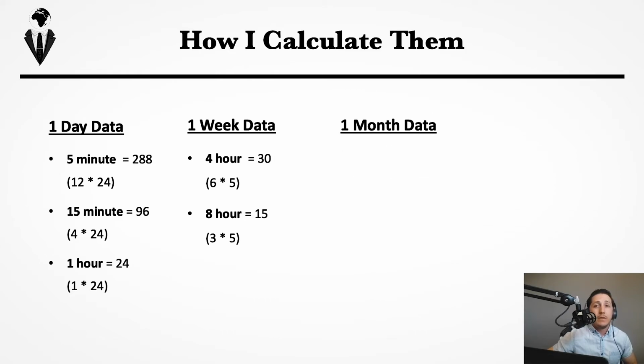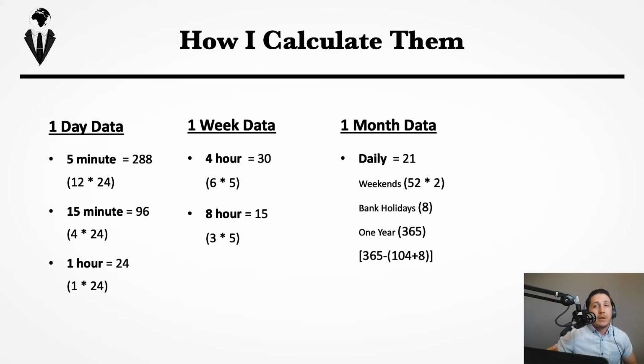Next one, we got 1 month of data. This is going to be my daily chart. This one's a little bit more complicated to do the math, but it's not overly complicated. So first thing, you have 52 weeks in a year times 2. So this is going to give you how many weekends, like how many days are we actually closed, right? And then how many bank holidays do we have? So these two numbers here determine how many days in the year the markets are actually closed for. And then we have our full year, 365 days. So we take that minus 104 plus 8, which gives us our 21 period. So this is our average month, right, of how many days the market is actually open for.